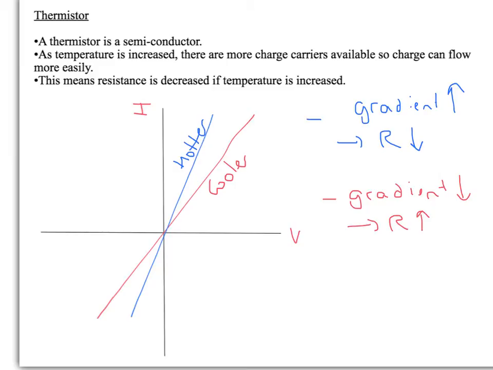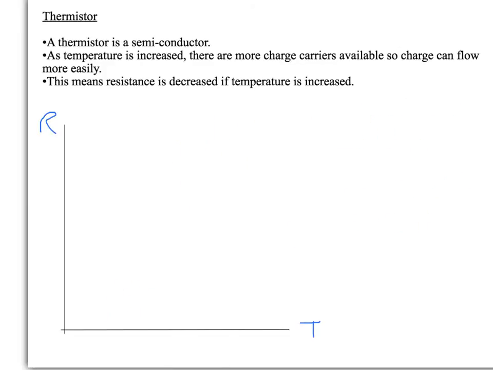So at a given temperature, the thermistor will look like an ohmic conductor, but the key thing is you can change the gradient of your line by changing the temperature. So let's look at a slightly more useful graph for this. If we plot a graph of temperature against resistance, so as we change temperature, looking how resistance changes, we're going to put our temperature on the x-axis, that's the thing we're changing, and the resistance on the y-axis, because it's the thing we are essentially measuring.